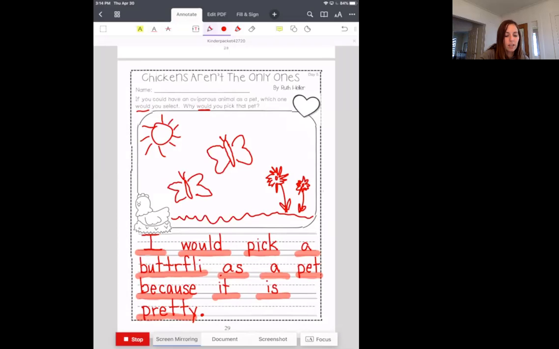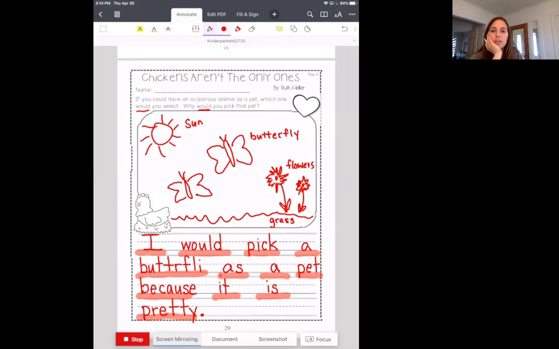I'm gonna go ahead and label some things. I'm gonna label my butterfly, the main character in my little sentence here. And I can label the flowers and the grass and the sun. That was very quick because I want you to label your picture.